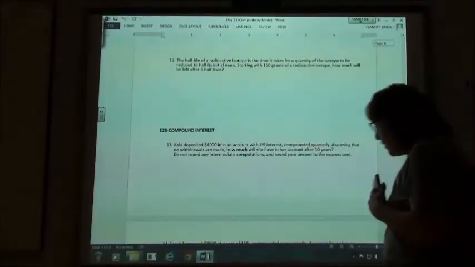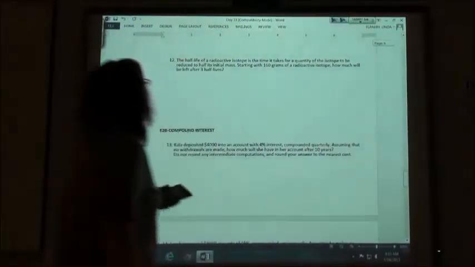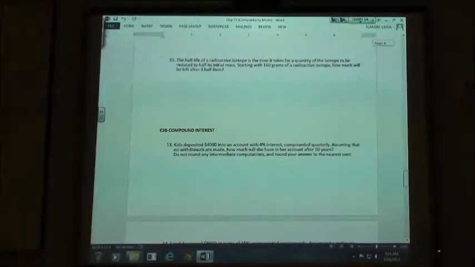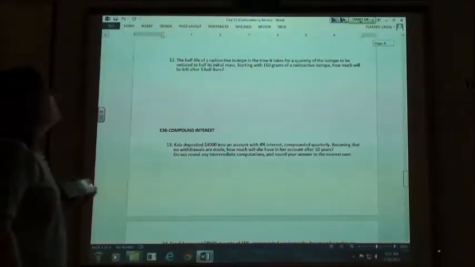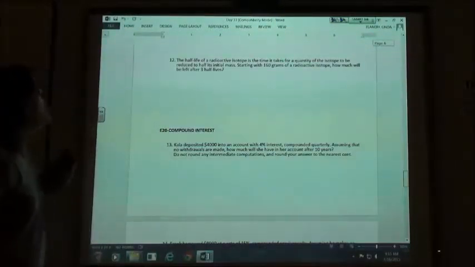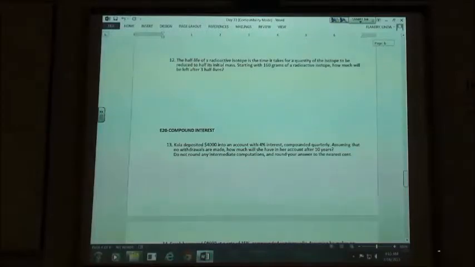And number 12 is one of those with the half-life. The half-life of a radioactive isotope is the time it takes for a quantity of the isotope to be reduced to half of its initial mass. We're starting with 160 grams. How much will be left after 3 half-lives?